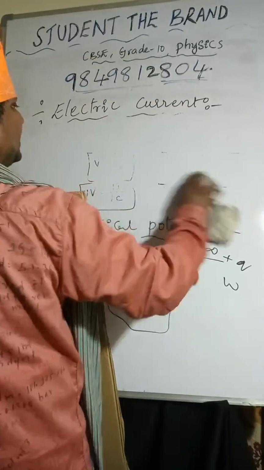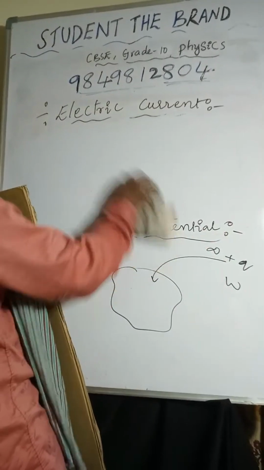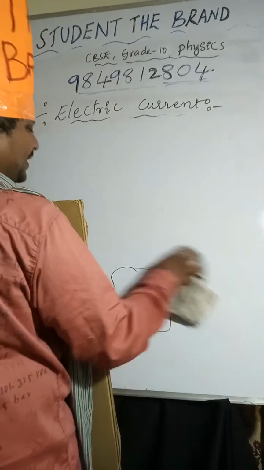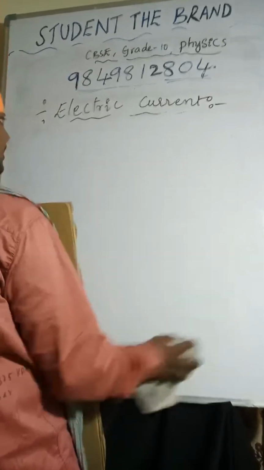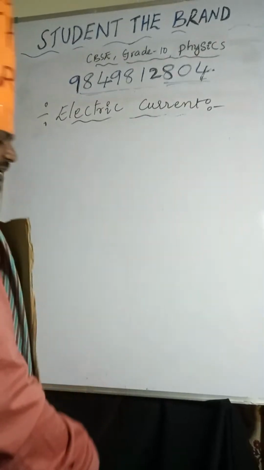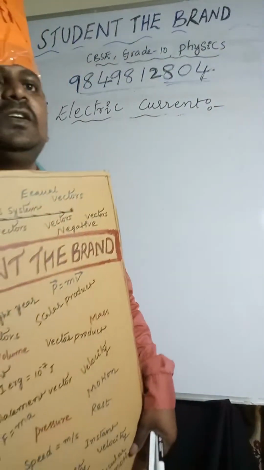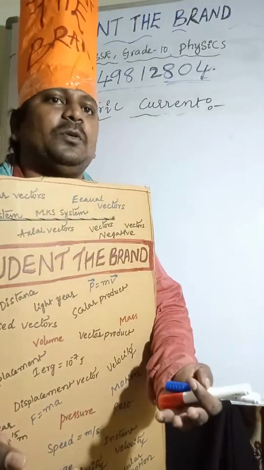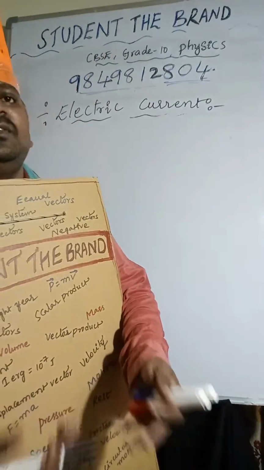Okay, so once again, listen carefully. Ohm's law is nothing but the potential difference across the ends of the given metallic conductor is directly proportional to the current flowing through it. So V is directly proportional to I, V equal to IR.